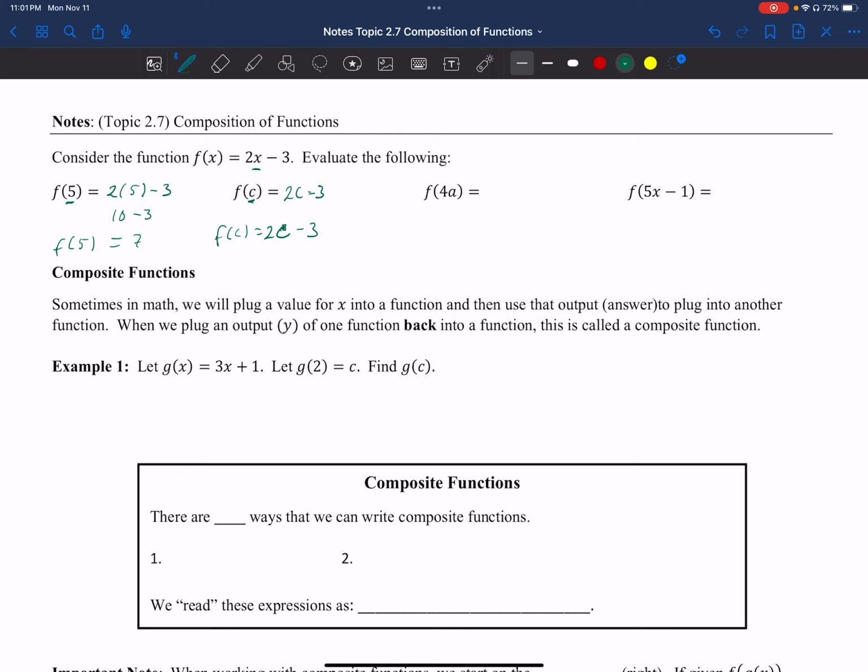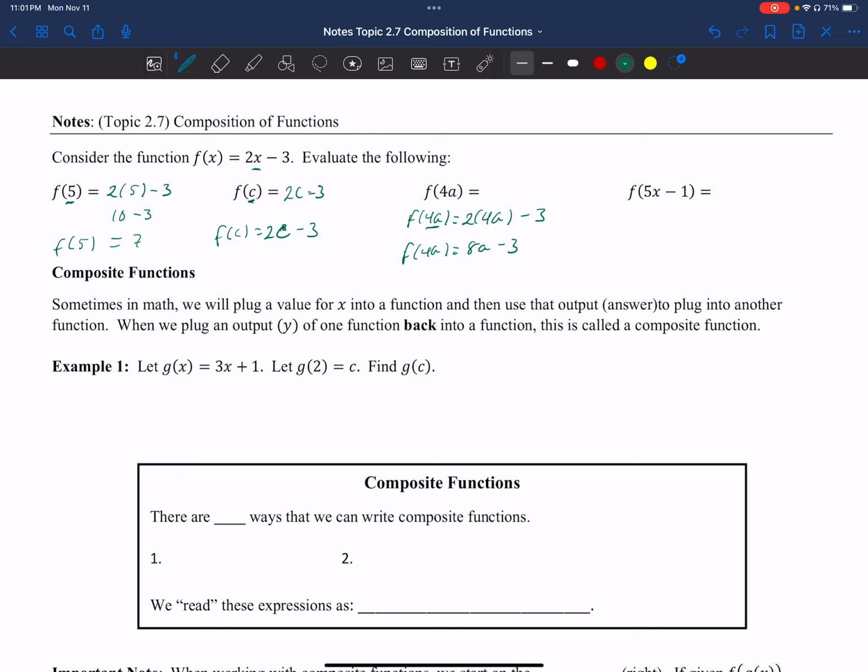For the next one, I'm evaluating f of 4a. So I'm going to do the same thing. f of 4a is equal to 2 times 4a plus parentheses minus 3. Again, I'm replacing my x with 4a. f of 4a will be equal to 8a minus 3.